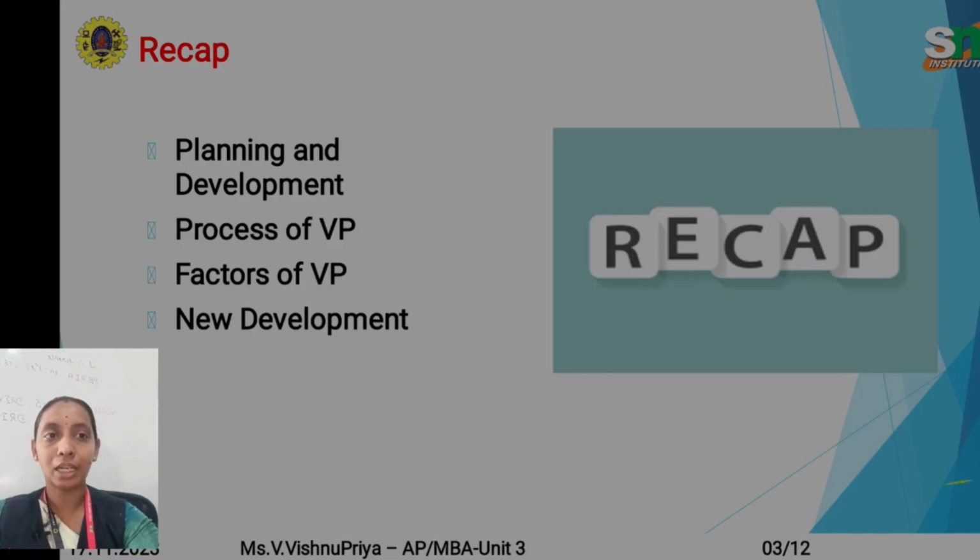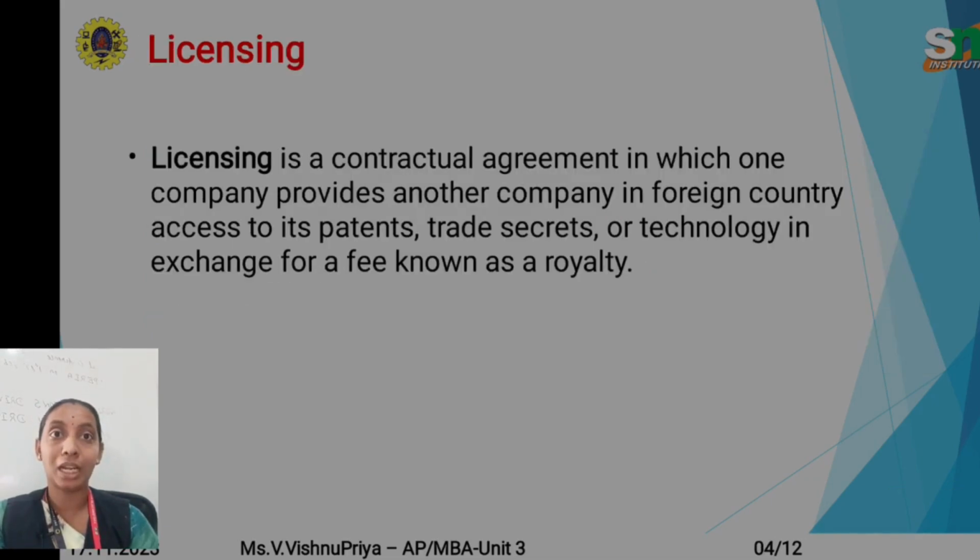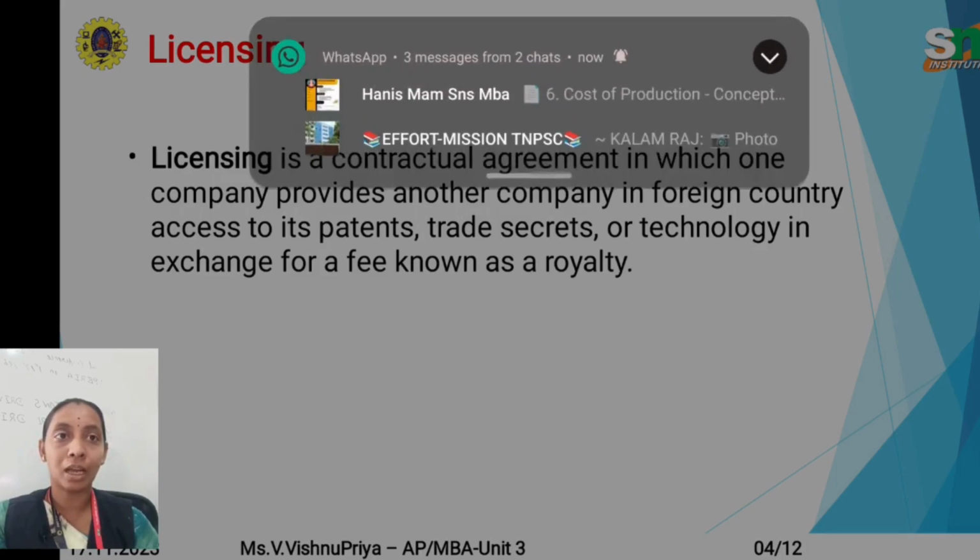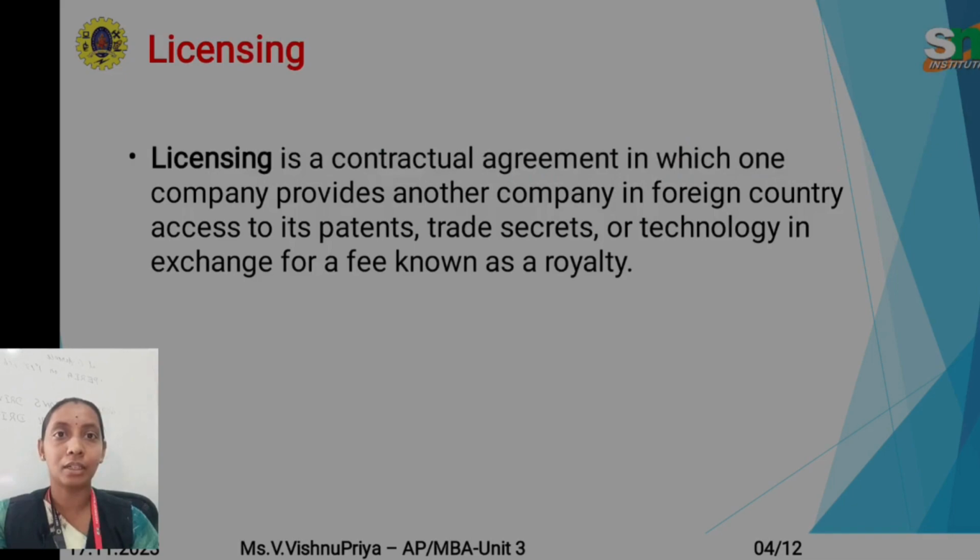So today we enter into the fresh topic about a license. So what is meant by license? How many of you know about the license? Everybody knows the meaning of license. If I want to drive a 2-wheeler or 4-wheeler, I need a license. In the same way, particular companies have a license. A license is a contractual agreement in which one company provides another company in a foreign country access to the patent, trade secret or technology in exchange for a fee known as a royalty. That means a license.